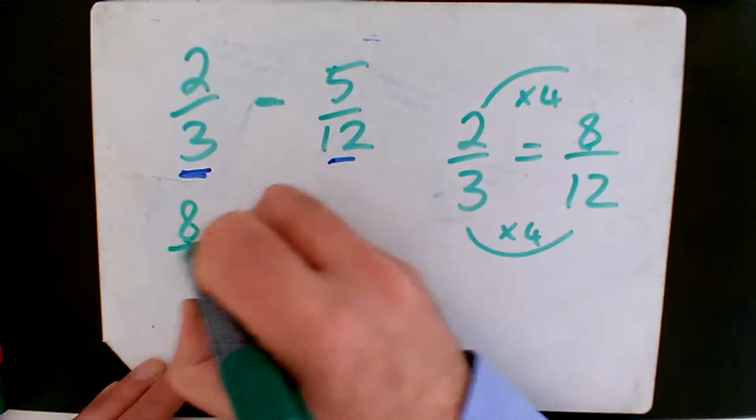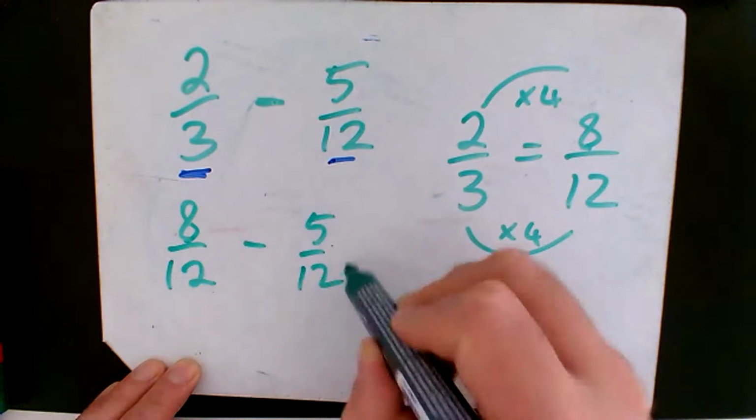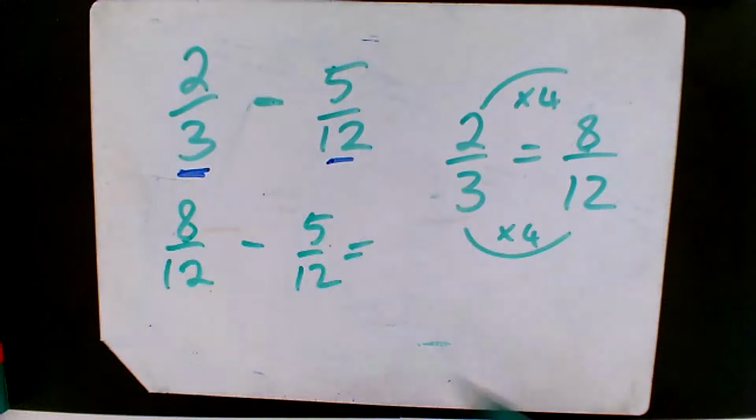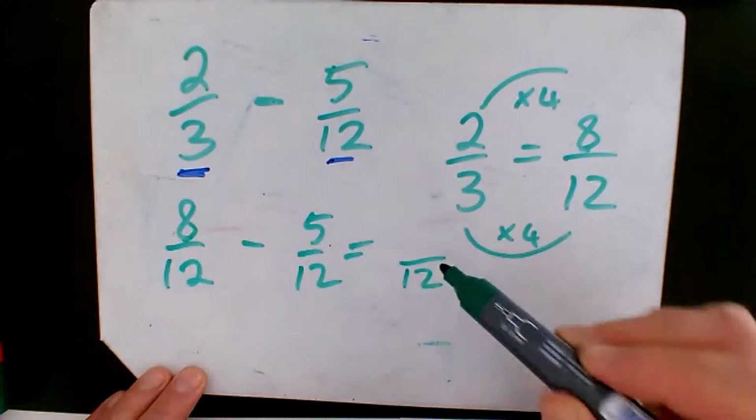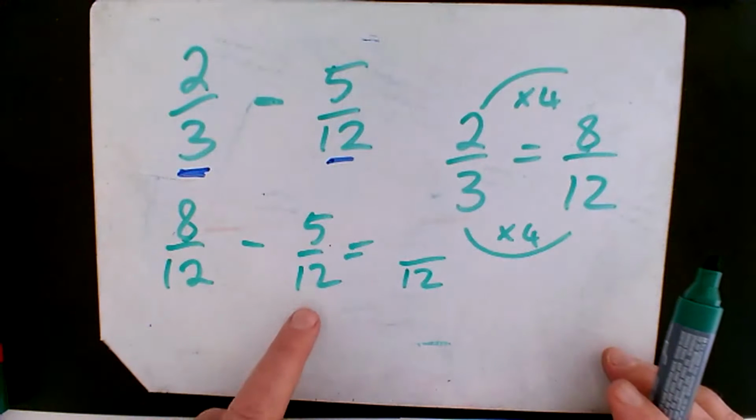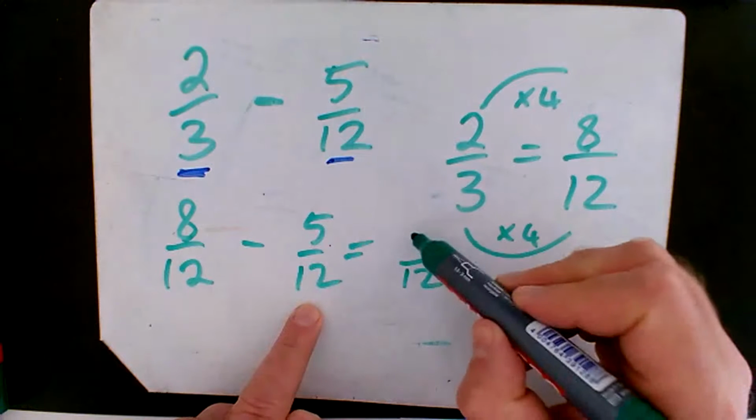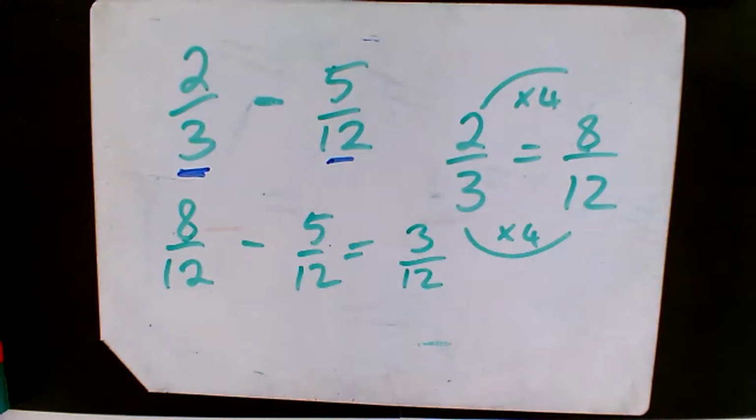So underneath I put my 8/12 minus 5/12, and now it is so easy. 8/12 take away 5/12. The answer is going to be in 12ths. So imagine I had 8/12 of pizza. I ate 5/12. How much pizza is left? 3/12. 8 take away 5 is 3. 3/12. Okay, so that is the method on how we do these.